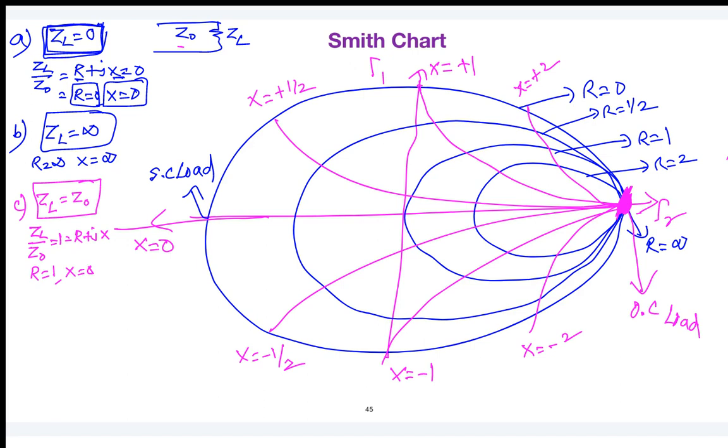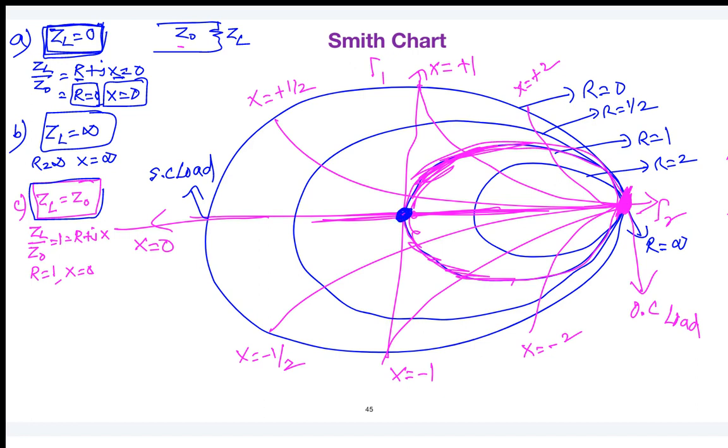Agree. So where is R equal to 1 here? You can see here, this is your R equal to 1 circle. I am highlighting it here. And X equal to 0 is the real axis. So where both are intersecting? Exactly at this point, correct? So I can say when ZL equal to Z0, it is basically the matched load. Whenever the load is matched, it corresponds to the center point of the Smith chart.